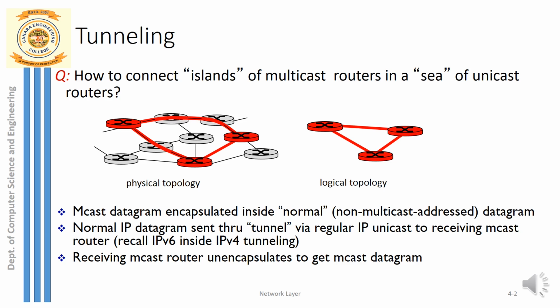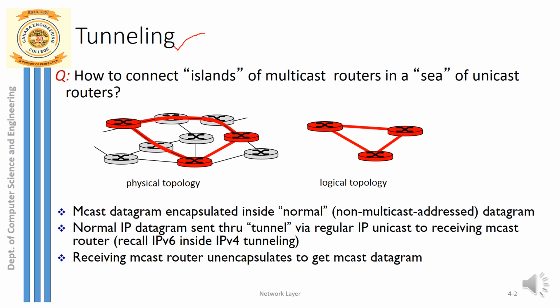Now we will see how these other routers will discard the packet. First of all, they should be able to identify the received packets. That's how they will come to know that the packet is not destined to them, and only then can they discard it. So how is this made possible? We have an approach called tunneling. I hope you have already seen this tunneling approach in IPv4 and IPv6, right? The same tunneling approach is used here.